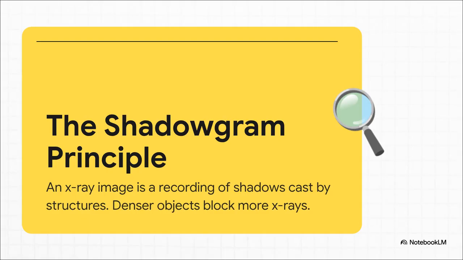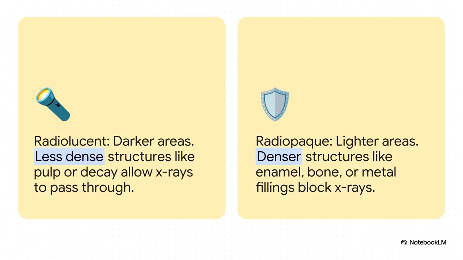Okay, so the easiest way to wrap your head around this is what I call the shadogram principle. Seriously, a dental x-ray is just a recording of shadows. The x-rays go through the patient, right? But the really dense stuff like bone or a metal crown, they block more of that beam. So what happens? They cast a bright, light shadow. On the flip side, the less dense things, think soft tissue or decay, they let more x-rays pass right through, which creates a darker shadow. It's really that simple. And that whole shadow thing gives us the two most important words you're going to hear today, radiolucent and radiopaque.